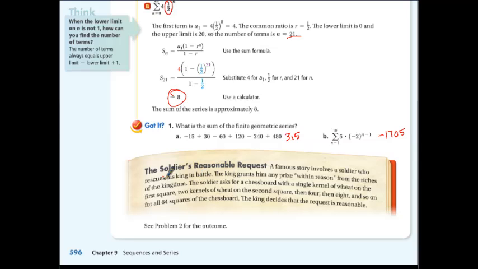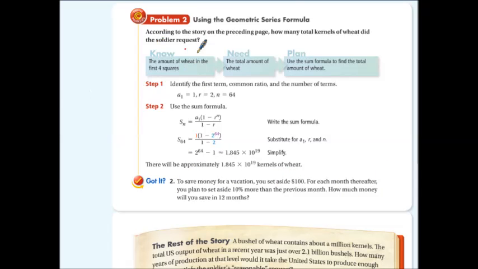A famous story involves a soldier who rescues his king in battle. The king grants him any prize within reason from the riches of the kingdom. The soldier asks for a chessboard with a single kernel of wheat on the first square, 2 kernels of wheat on the second square, then 4, then 8, and so on, for all 64 squares of the chessboard. The king decides that the request is a reasonable one. Now, according to the story, how many total kernels of wheat did the soldier request?